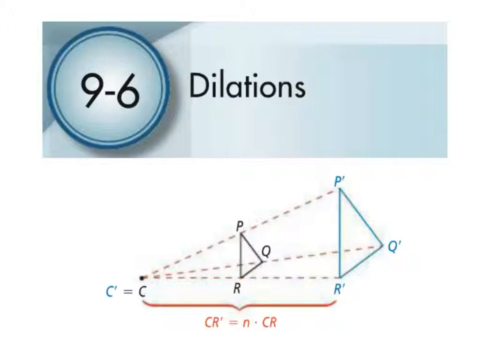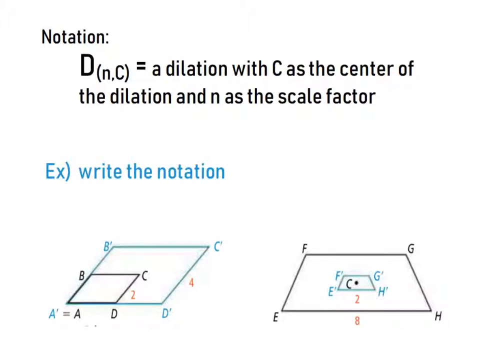Okay, so let's try some. Our notation is a D for dilation, and there's two things that you need to know. You need to know what the scale factor is, how big or small you want to make it, and then C in this example is the center of that dilation. So let's practice writing our notation here.